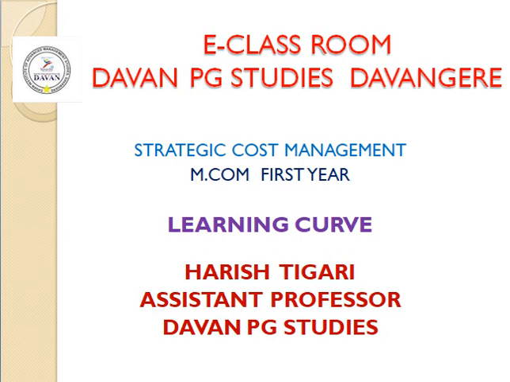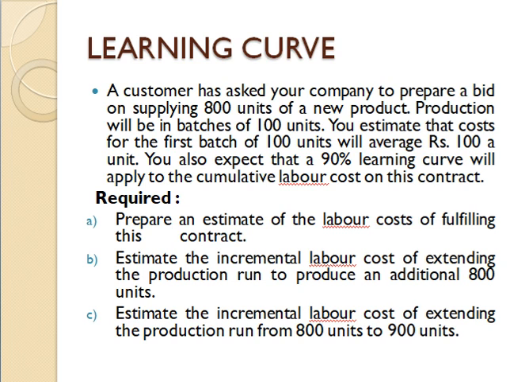Right, the next problem, the learning curve. A customer has asked your company to prepare a bid on supplying 800 units of a new product. Production will be in batches of 100 units. You estimate that costs for the first batch of 100 units will average rupees 100 per unit. You also expect that a 90% learning curve will apply to the cumulative labor cost on this contract.